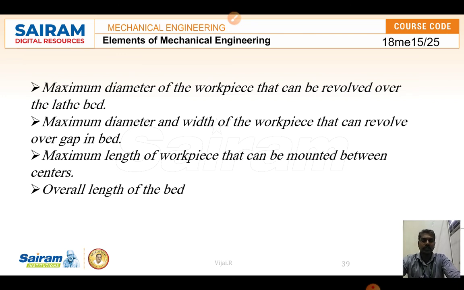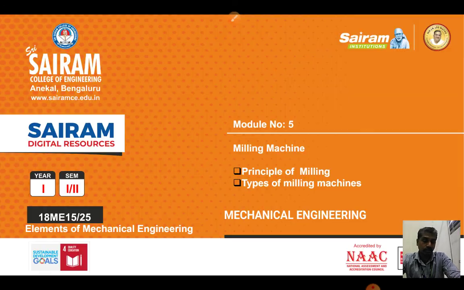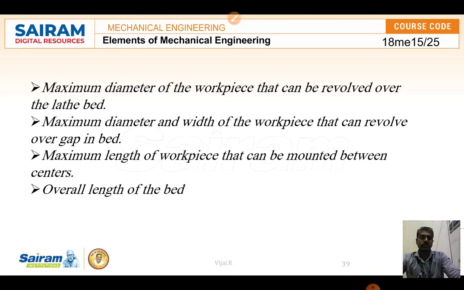So the specifications of the lathe carry the maximum diameter of the workpiece which can be revolved, the maximum diameter of the workpiece that can be revolved in the gap, the length of the bed, and the length of the workpiece which can be kept in between the centers. So these are all the major specifications of the lathe.